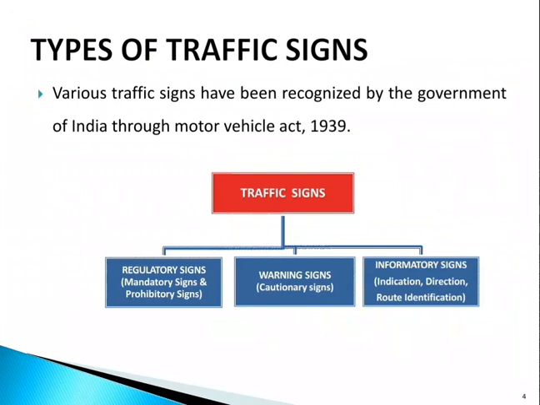Second is warning signs or say cautionary signs, which warn drivers of some danger or difficulty on the road ahead. And the last one is informatory sign, which includes indication, direction, route identification related information. So most of these signs give drivers information to enable them to find their way to their destination. Direction signs are the largest group of information signs.